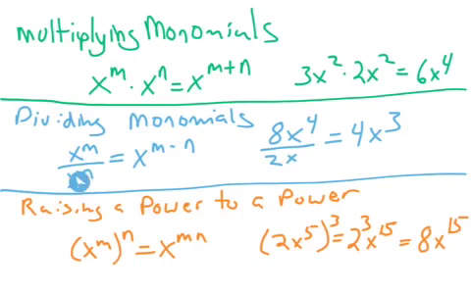Dividing monomials, here's an example. You would subtract your exponents. Again, here's a good example for your notebook. And then finally, what we talked about today, raising a power to a power: you're going to multiply your exponents by each other. So x to the m raised to the power of n really just means x to the m times n. And again, here is another example to copy down in your notebook.